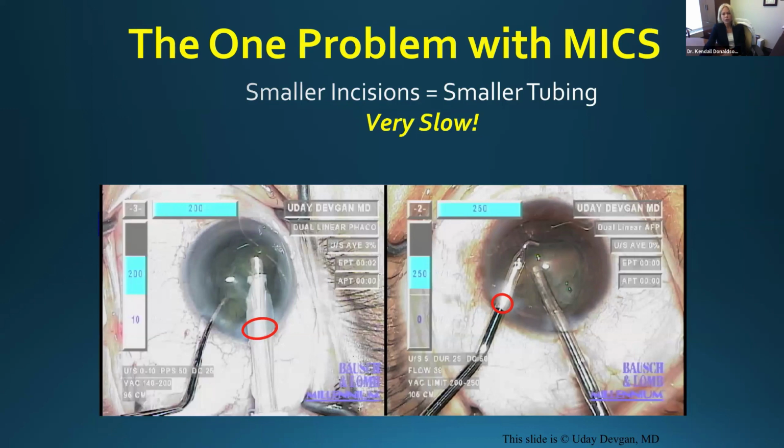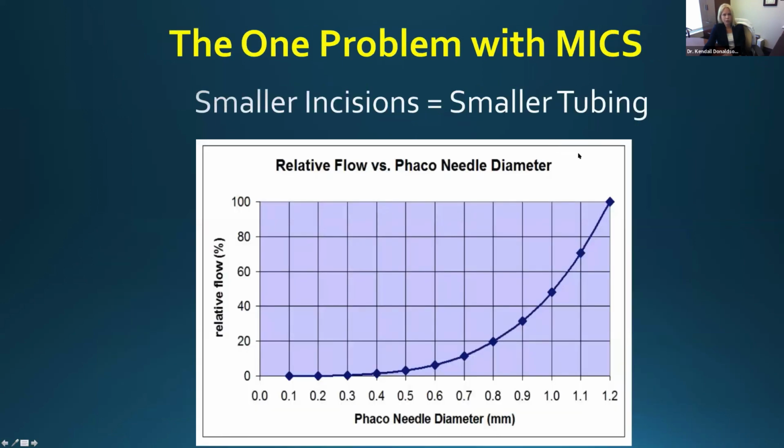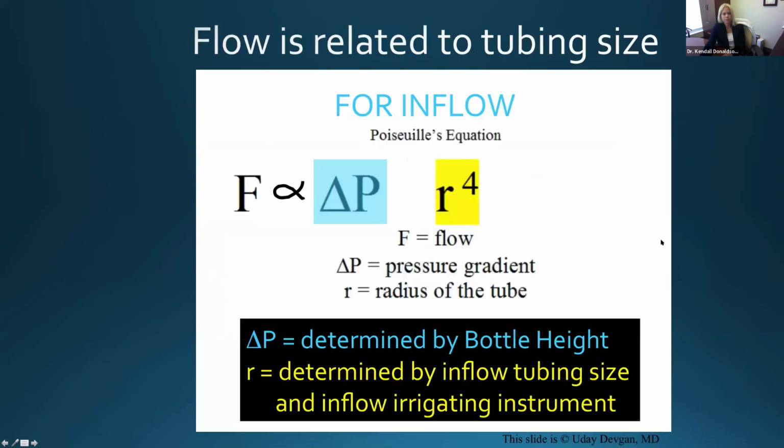So again, as I mentioned, with small incision surgery, it's great to have small incisions, but everything moves much more slowly. So we went through the issues with the tubing size. This is dependent on tubing size. The smaller our incisions, the smaller the tubing, the slower the flow. And we explained that before with this equation. So again, we see the radius and the diameter basically are directly proportional to flow in the fourth power, and again, the height of the bottle.